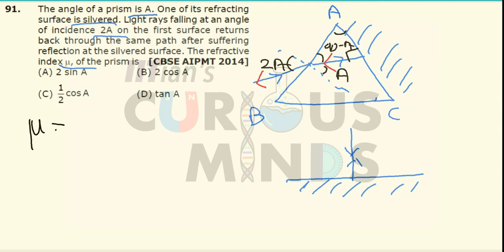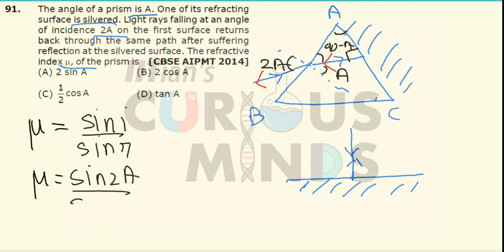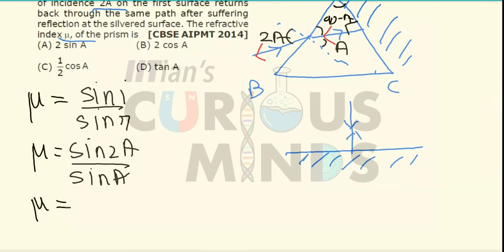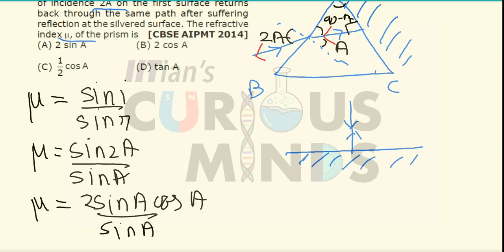We have to find out the refractive index, so mu is equal to sin i by sin r. When I substitute the values, mu will be equal to sin 2A divided by sin A. So sin 2A is equal to 2 sin A cos A, divided by sin A. Sin A will get cancelled out. Refractive index will be equal to 2 cos A. So the answer is option B, which is 2 cos A.